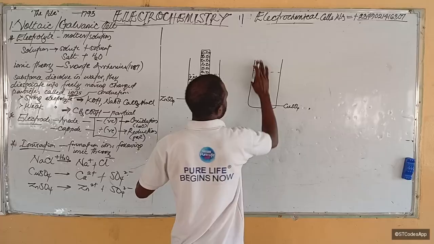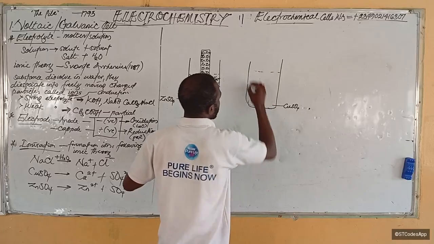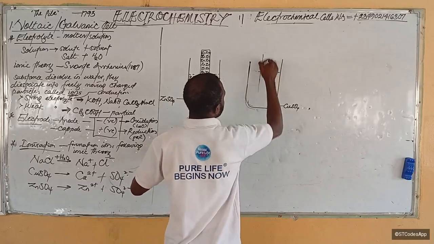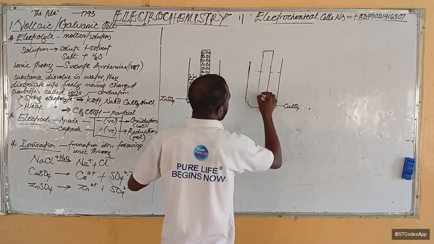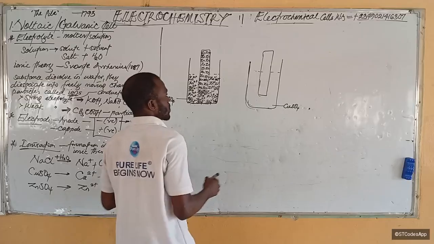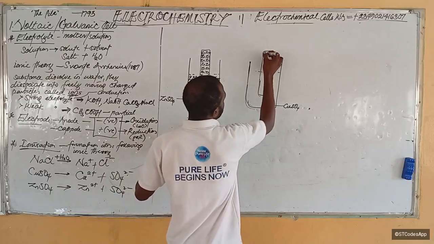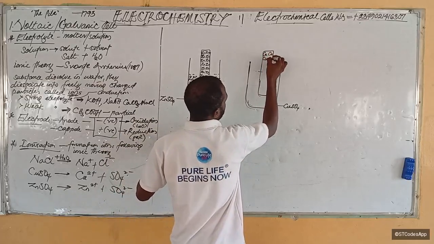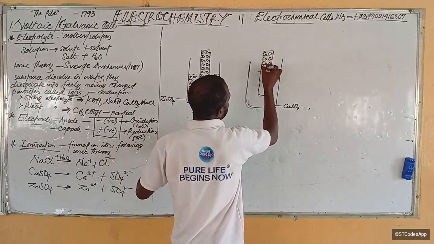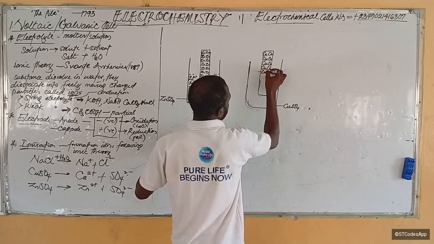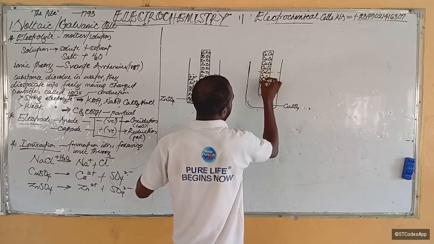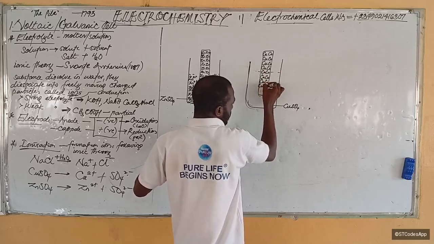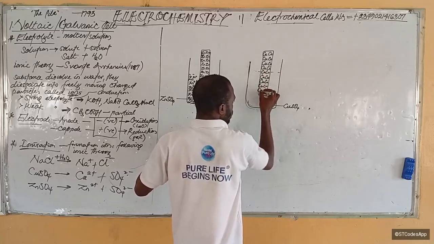Then here also we are going to immerse an electrode. Which electrode is this? This will be the copper electrode, like you guessed right: copper metal inside a solution of copper sulfate, a solution of a copper salt. When you do this, something begins to happen. From this start, something begins to happen.